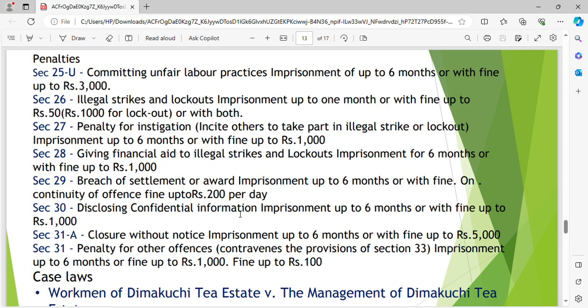Penalties also come under unfair labor practices: imprisonment for 6 months with a fine of 3,000. For illegal strikes and lockouts, imprisonment for 1 month or a fine up to 1,000 or both, or it may be extended depending on the grievance of the particular case. Closure without notice: imprisonment of 6 months within a 5,000 fine and so on.